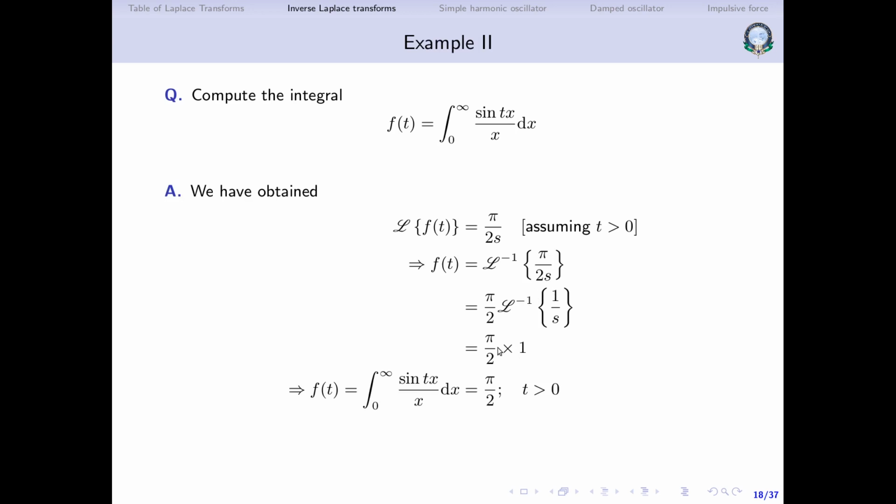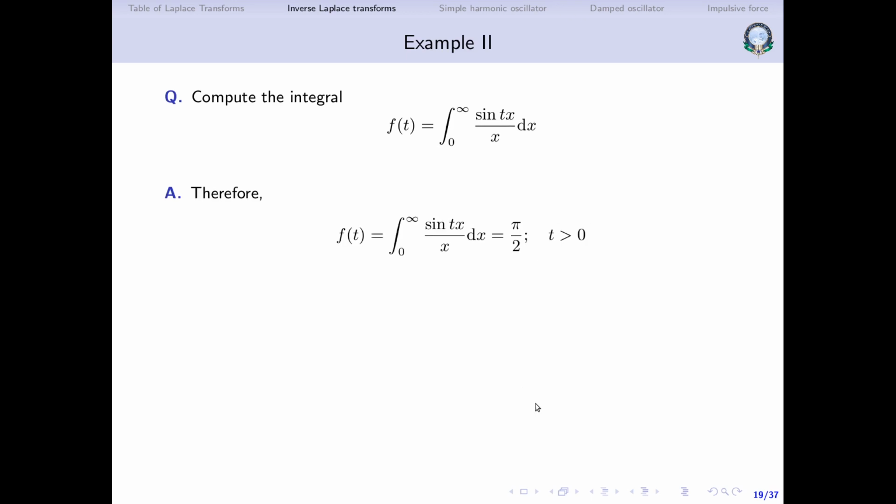So we will get f of t, which is equal to this integral. This value will be equal to pi by 2. Of course, this is valid only for positive values of t. Now what will happen in case of negative values of t? So this is what it is for positive values of t. Now for negative values of t, what will happen?